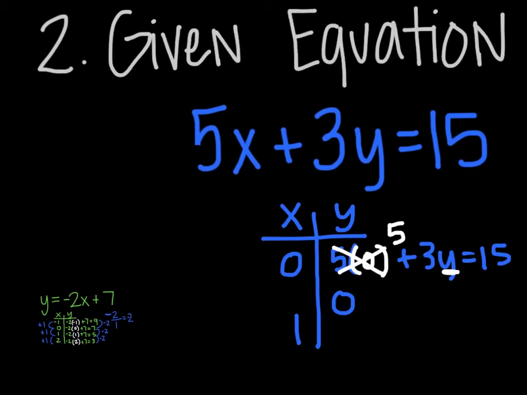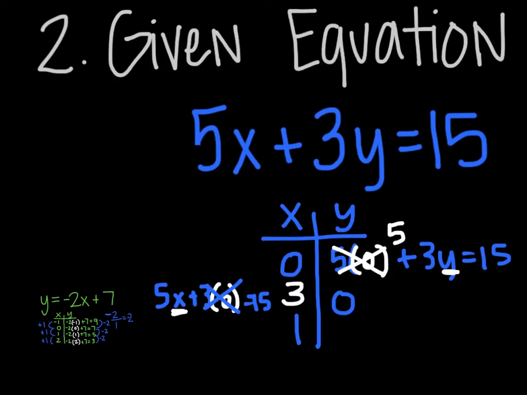And then when we do y is 0, you're going to insert 0 for the y. So we have 5x plus 3 times 0 equals 15. And then same thing, this cancels out. So we have 5x equals 15. In other words, 5 times what number is 15? And that is 3.